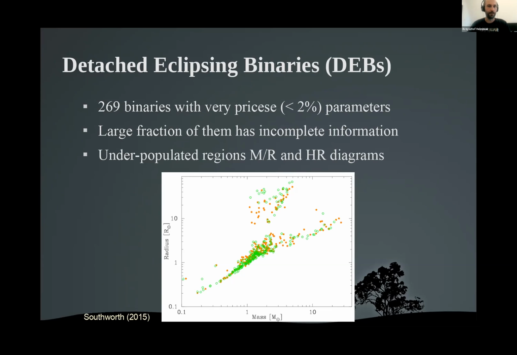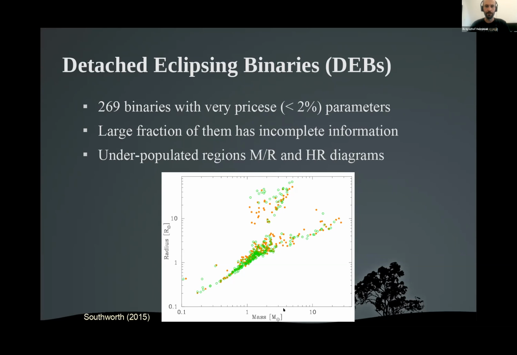Currently, the best compilation is the catalog called DEBCat, maintained by John Southworth. It contains 269 binaries with very precise parameters, and by very precise, I mean better than 2% uncertainty. It also has some information about temperatures, but not all the information is available for all the systems. For example, a large fraction of them do not have estimates of metallicity or abundances.